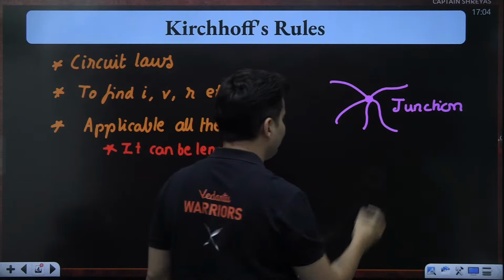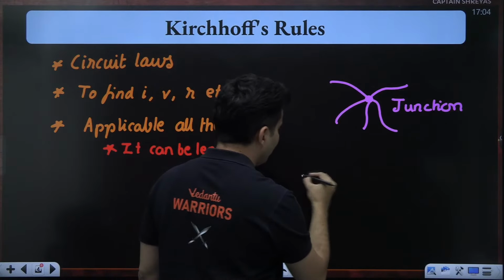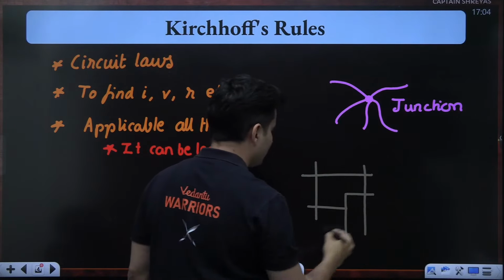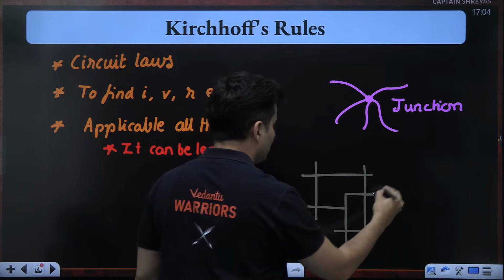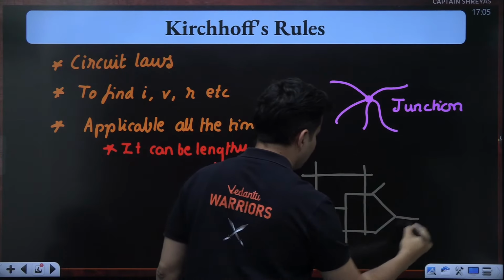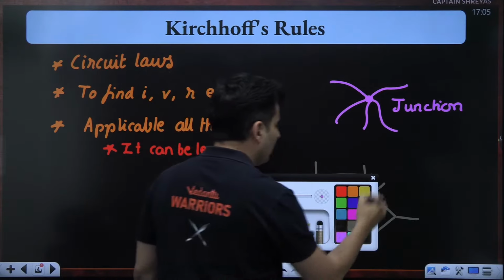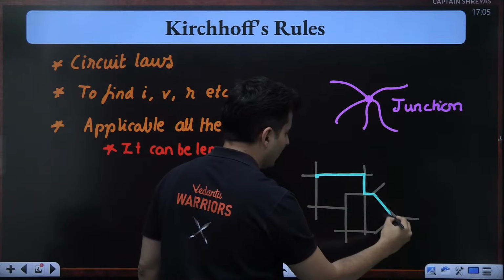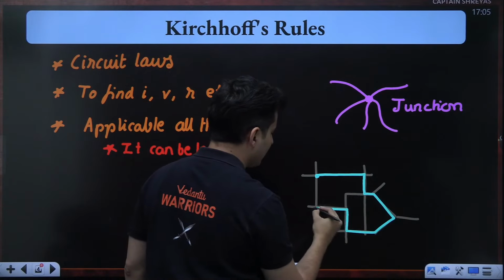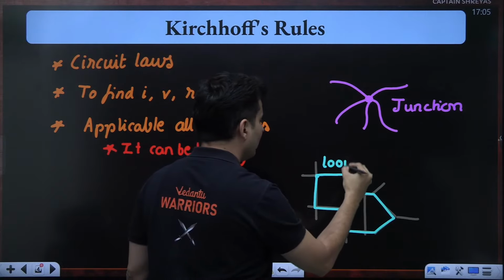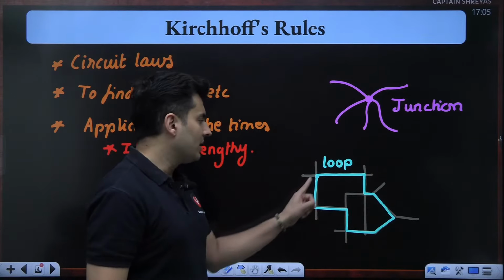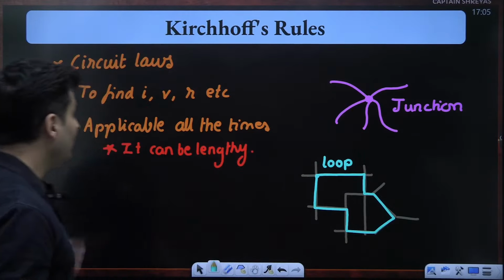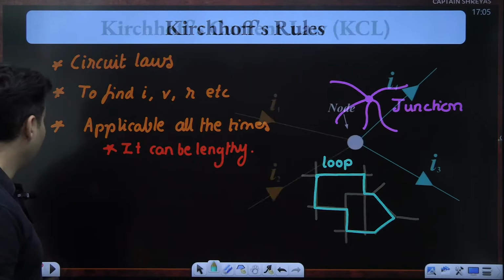The second thing that you have is called a loop, where you might have some complex circuit. Let's say, for example, something like this. And this is a complex circuit in this particular manner. A loop is where you start at a point and you come back at the same point again. So this is basically a loop. A loop is a part of the circuit where you start and come back at the same point. So these are the two important rules of Kirchhoff's law which you will need to study.